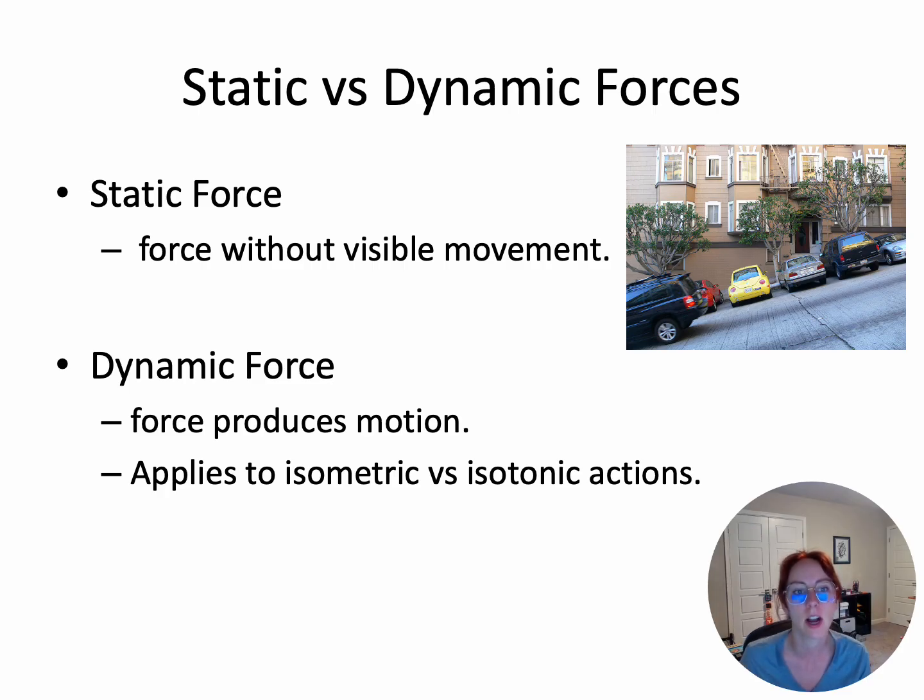Now there are two different types of forces: static forces and dynamic forces. Static force is force without visible movement. A great example of this is a car parked on the side of a hill. The static friction between the rubber tires and the road perfectly offsets the gravitational pull to keep the car stationary. The force exerted against the tires and the road prevents it from sliding downward.